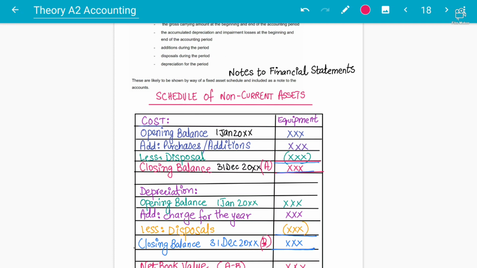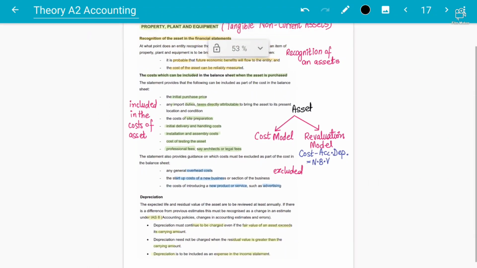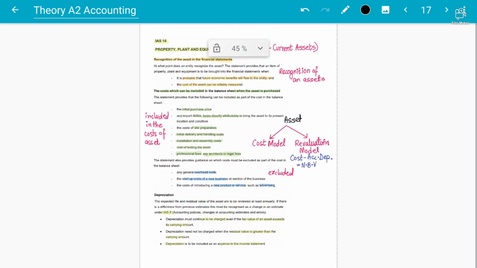Students, this is how you are going to do it for the equipment, and similarly for the other assets as well. Let's say this is motor vehicles, plant and machinery, and a lot of other assets. For every asset you can do this. I hope everyone got how you make the schedule of non-current assets, that is plant and machinery, equipment, and so on. This is what they are going to ask in a lot of IAS 16 questions. So IAS 16 in a nutshell is like this, students.